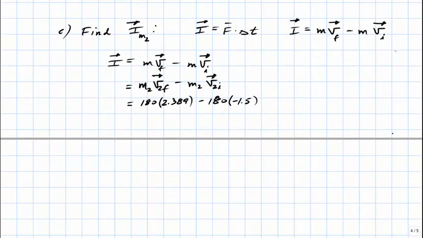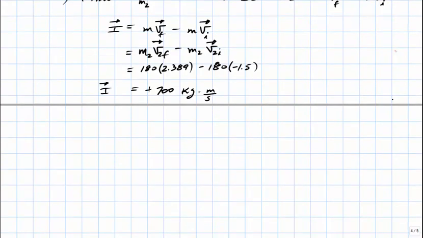Of course, it was given as positive 1.5, however, the fact that m2 is traveling toward the left means that the 1.5 has to be entered in as a negative value. Using a calculator, the impulse equals positive 700, and the units are kilogram meters per second, or you can use Newton seconds as the unit as well.